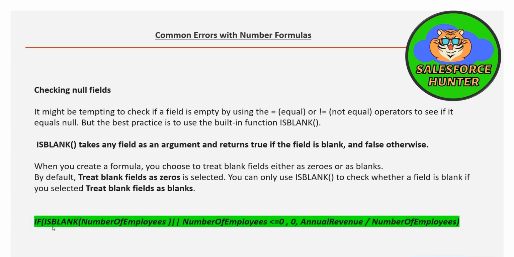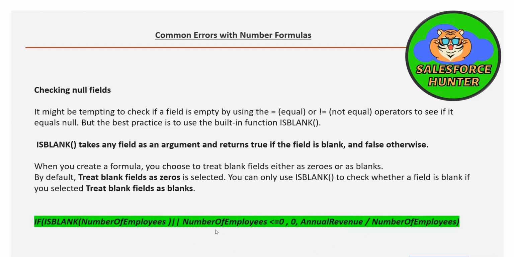What we use is an IF statement. Again, we are calculating the revenue per employee, so we will use IsBlank on number of employees, checking whether the number of employees field is blank or not. If it is blank, which is if it is true, then it gives 0 as output. If it is not blank, then it calculates the revenue per employee using the usual formula, that is annual revenue divided by number of employees.